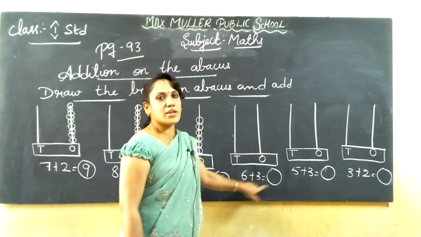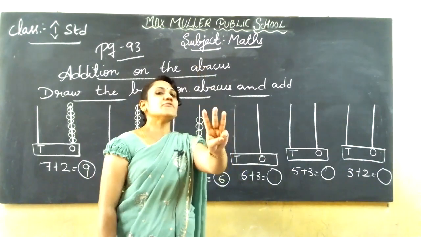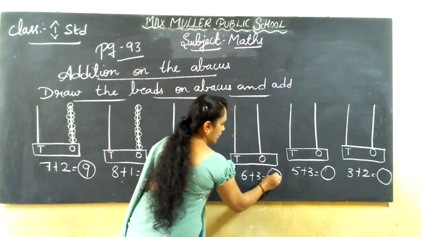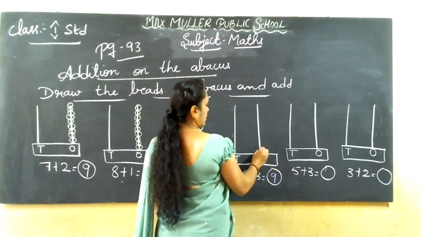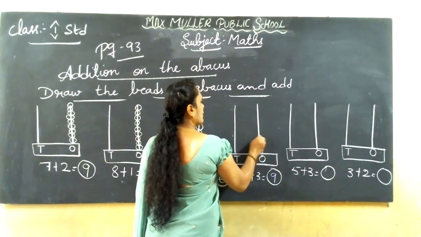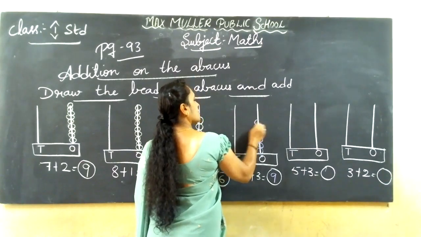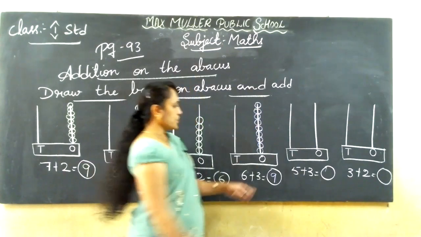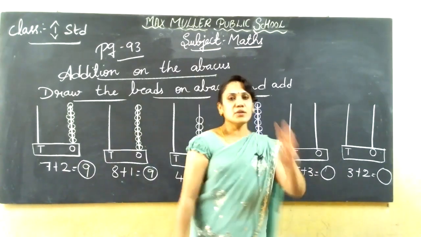6 in the mind, 3 in the finger. After 6, 7, 8, 9. Right, here 9, and draw 9 beads. 1, 2, 3, 4, 5, 6, 7, 8, 9. 9 beads. Okay. Next, 5 in the mind, 3 in the finger.